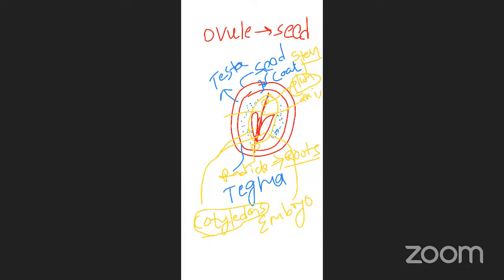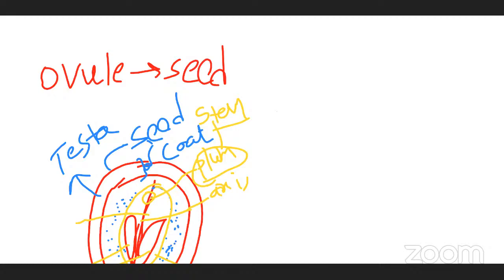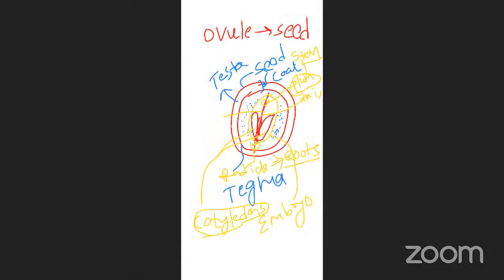Here the different types of fruit structures are given, like caryopsis and cypsela, but these are not needed, right? Now another important topic is seed dormancy. What is dormancy? Do you have any idea?